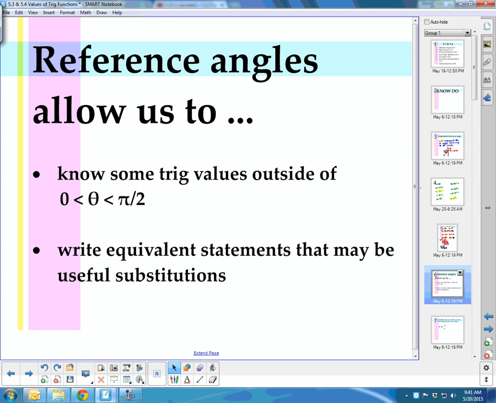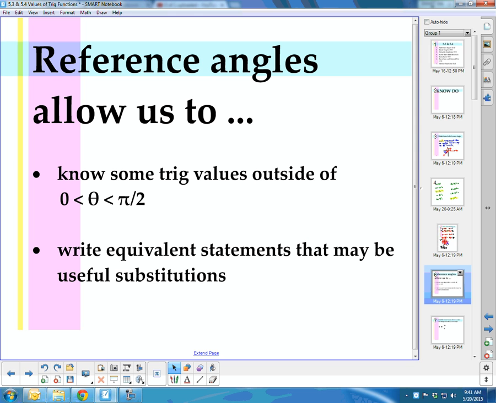Okay, this is the follow-up to my last video that defined what a reference angle was and how to find them. Here we're going to see what we do with some of these reference angles, at least the beginnings of it. It allows us to know some trig values outside of the acute angles between 0 and pi over 2 radians, those first quadrant acute angles, and write equivalent statements that can be useful substitutions. As we start getting into more complicated trig equations, we start solving, we want to do some rewriting, some substitutions, and so on and so forth.